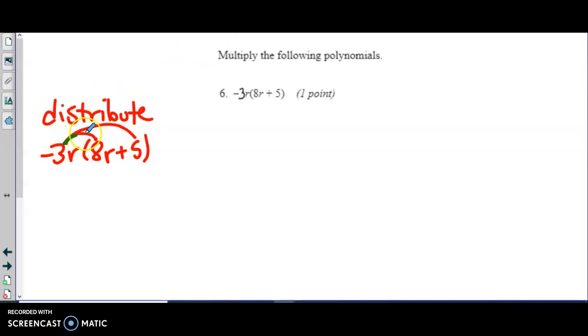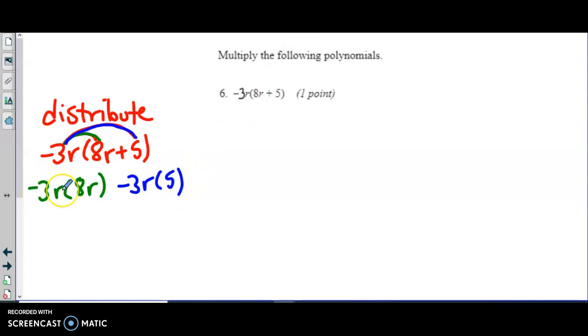So I'm going to do this part first. I'm going to have negative 3r times 8r. And then I'm going to multiply it to the back things. I'm going to have negative 3r times 5. And you can type in the number part in your calculator, just not the letter.